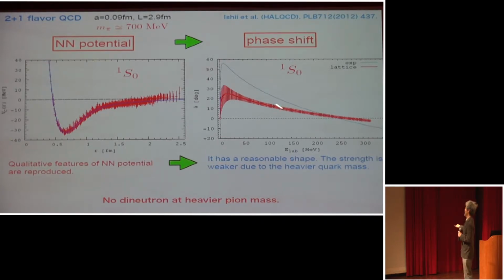The shape is reasonable compared to the experimental result. However, the strength is still weaker. The reason is, of course, the heavier pion mass, 700 MeV pion mass. We hope that if we reduce the pion mass to below 140 MeV, this approach will agree with the experiment.